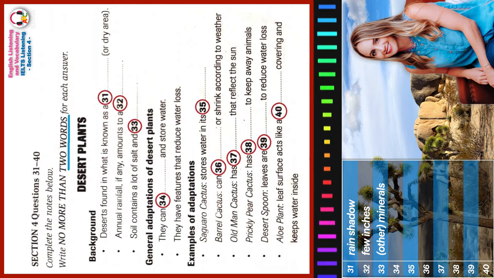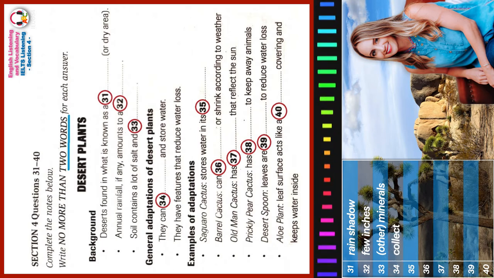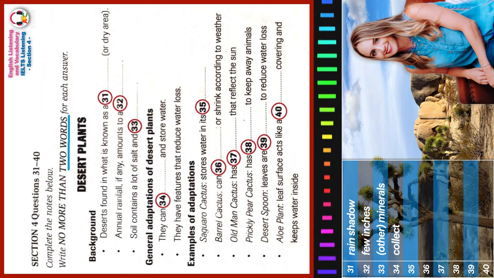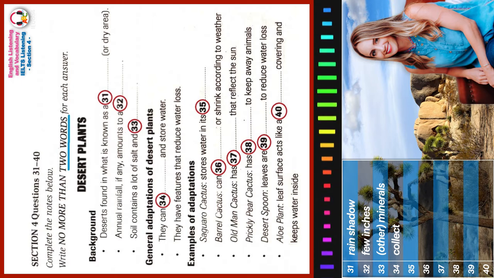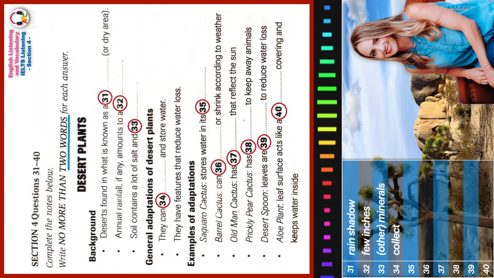The first is that they have an ability to collect water and to store it. Some have large root systems and amazing internal water storage systems. The second adaptation is that they have features that can actually reduce water loss. And these are often very special leaf designs or additions to the plant structure. So, let's have a look at some examples. Desert plants often look very different from any other plants.